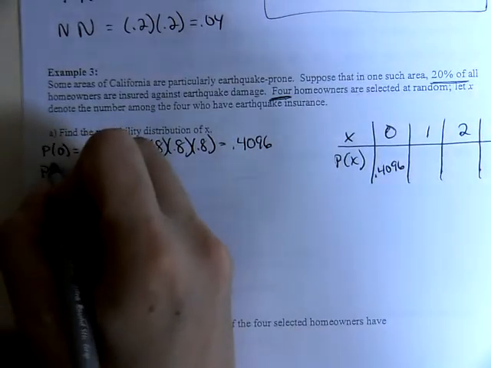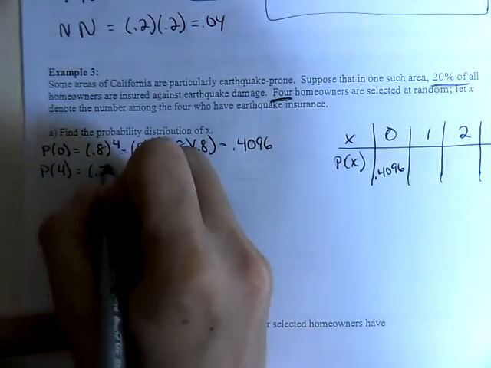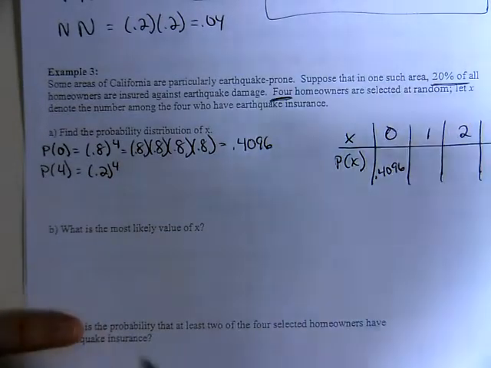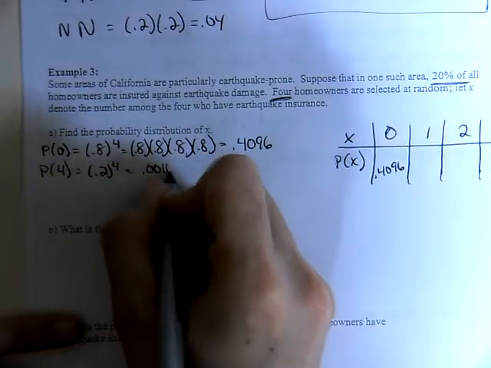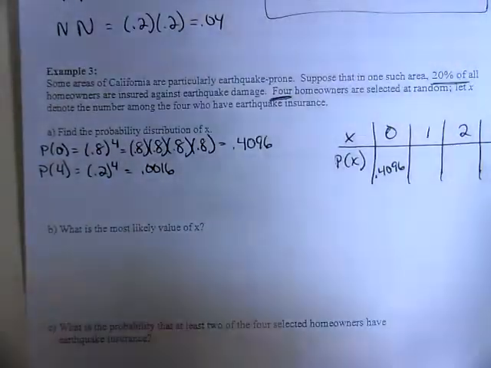Now, the probability all 4 have earthquake insurance is going to be 0.2 to the 4th because every single person does. So 0.2, 0.2, 0.2, 0.2. So that's 0.0016. So those are very much the easiest to do.